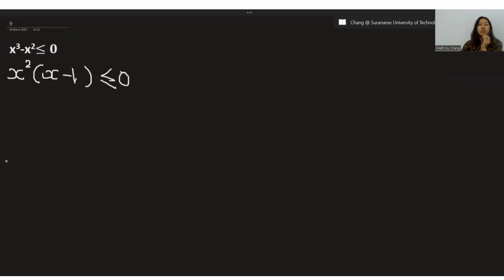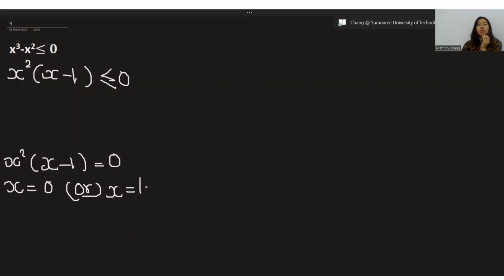So you just consider x squared times (x minus 1) equal to 0, right? What will you get? x equals 0, or x equals 1. So let's consider these on the number line, here 0 and 1. I will draw the graph.